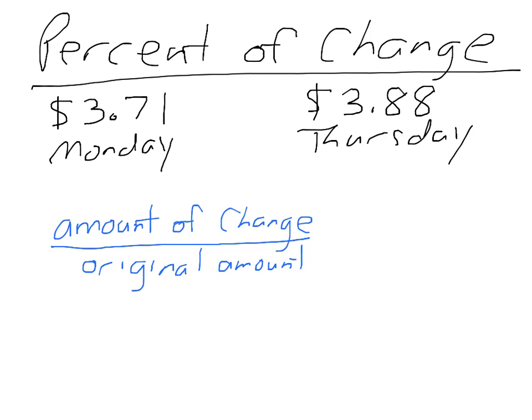So I take the amount of change and I put that over the original amount and I set that equal to n over 100. Why am I setting that equal to n over 100? Because I'm finding a percent, and percent is n over 100. Absolutely correct.